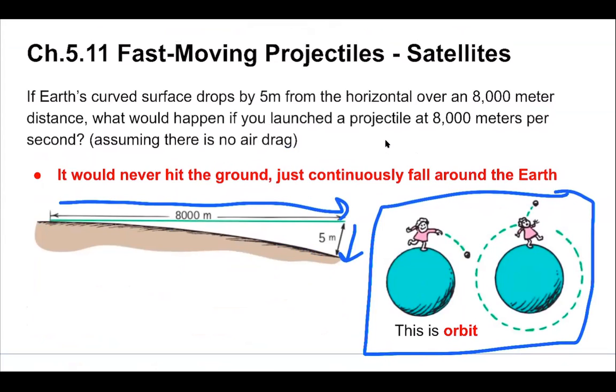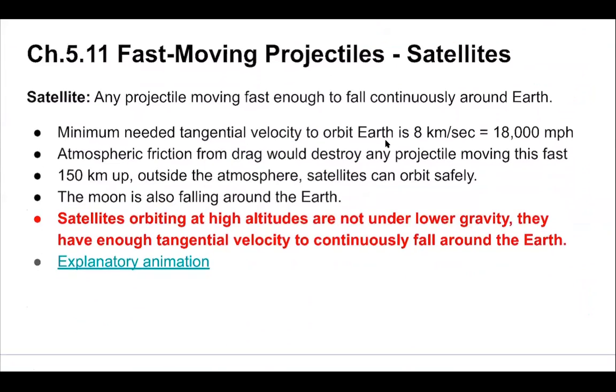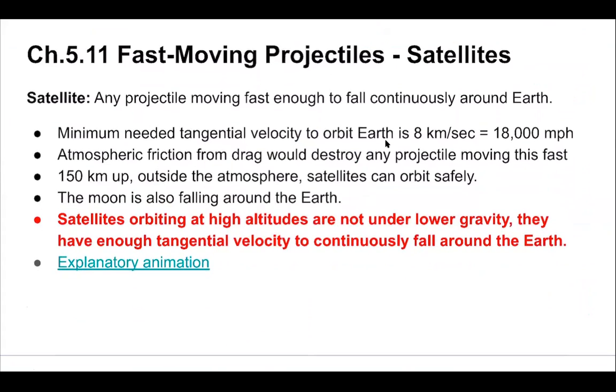Now, that's impossible though, because we have atmosphere on Earth's surface. So if you really wanted to do this, you have to get outside the atmosphere, because otherwise you're always going to have air drag. And something going 8 kilometers per second, that's 18,000 miles per hour. Anything going that fast would burn up in our atmosphere very, very quickly. And so in order to launch satellites and things like that, or space shuttles, we have to get them 150 kilometers up off the ground.